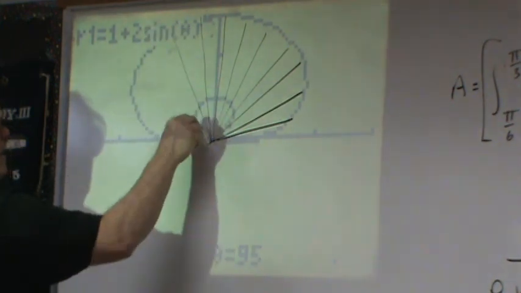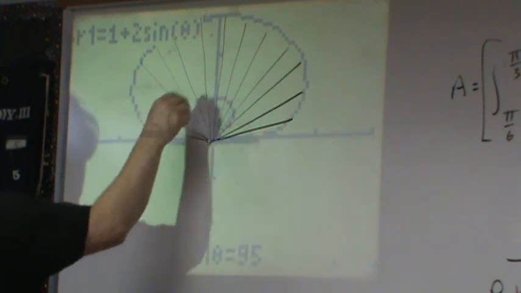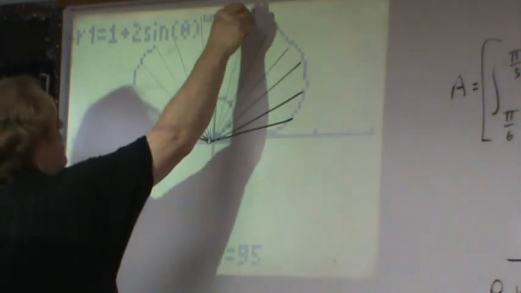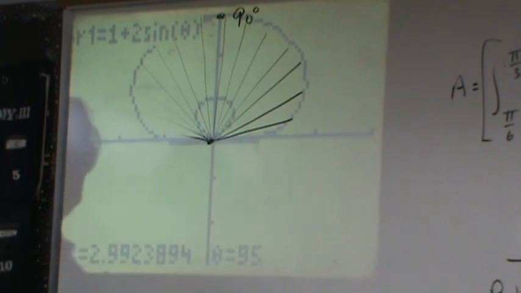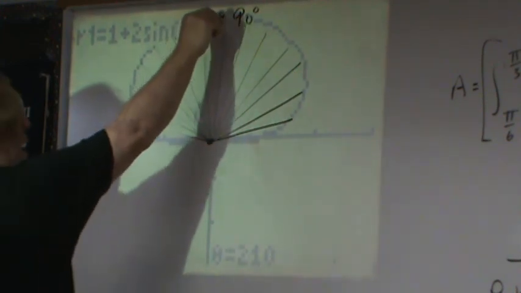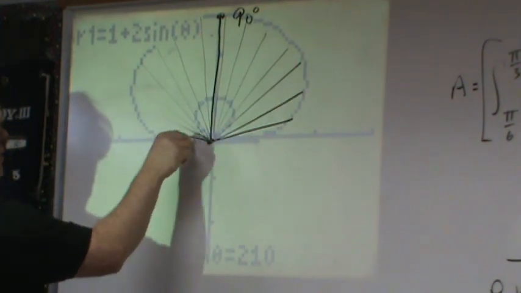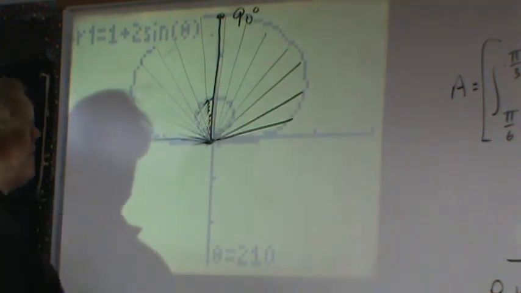So let's say I integrated from 90 degrees to 0 here, which I assume is 270, I don't know, 180? Here, just a second. No, 210. So if I integrate from 90 degrees all the way to 210, do you see that I've just included half of that inner loop?